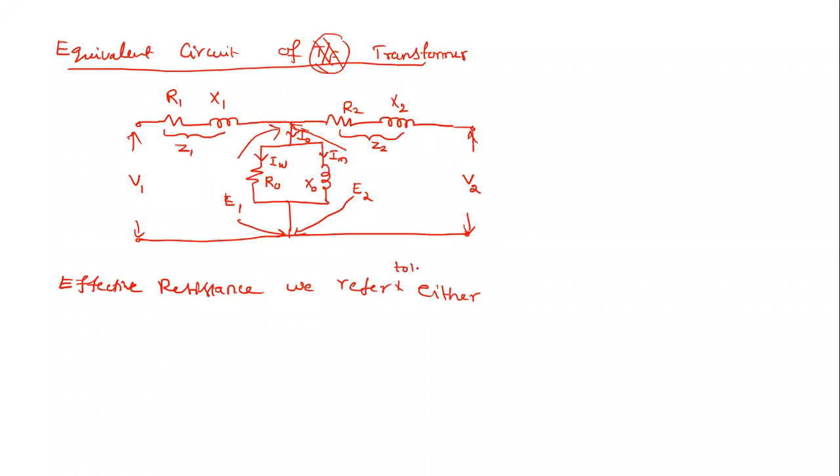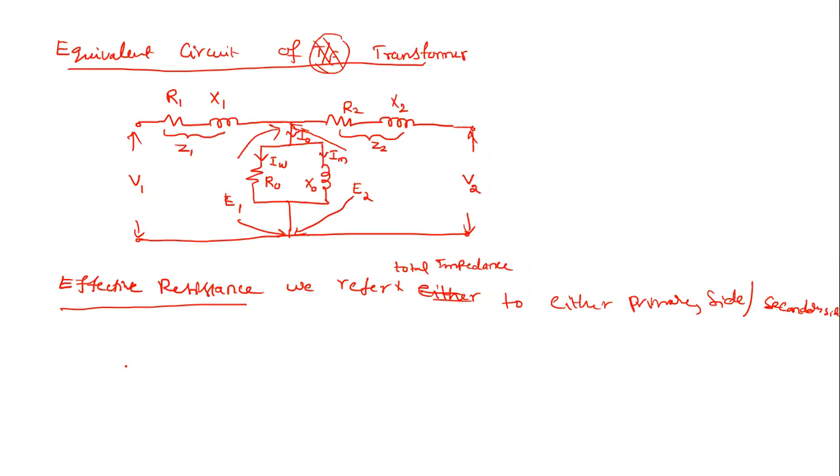We refer total impedance to either primary side or secondary side. So to have effective resistance, we want to calculate the effective resistance of the transformer. Now let us go with referring total resistance to the primary side.